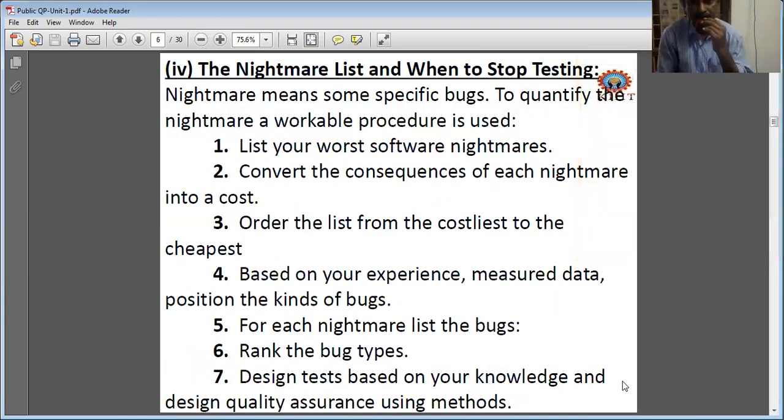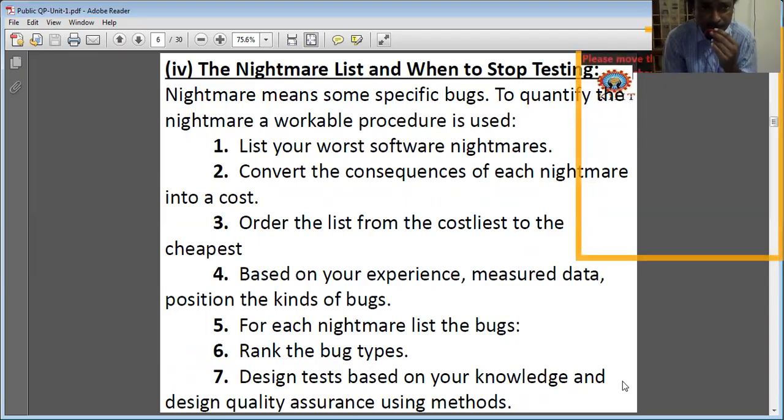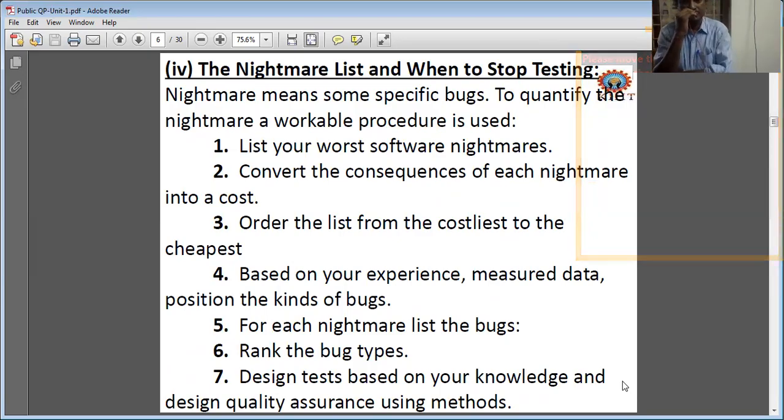Then the nightmare list and when to stop testing. Nightmare means some specific bugs. To quantify the nightmare, a workable procedure is used. First one is the history or list of software nightmares. Second, convert the consequence of each nightmare into a cost. Third, order the list from the costliest to the cheapest. Fourth, based on your experience, measure data and position the types. Fifth, for each nightmare, determine the disturbance. Sixth, rank the bug types. Seventh, design tests based on your knowledge and design quality assurance using methods.